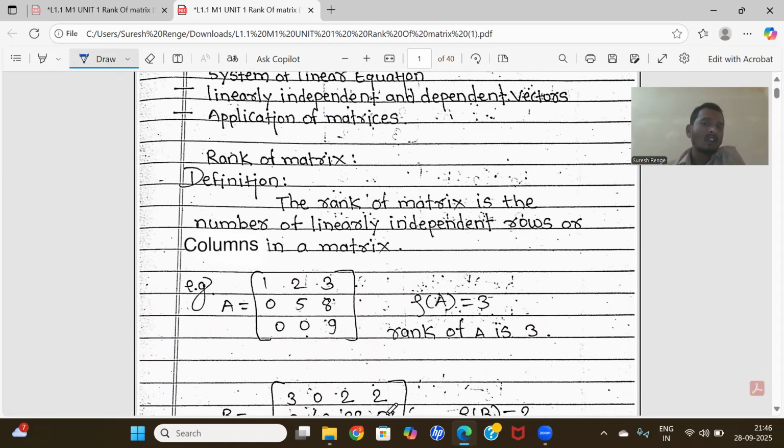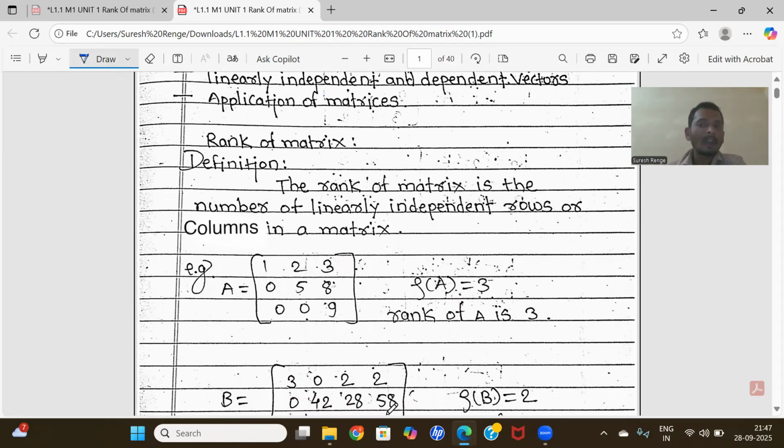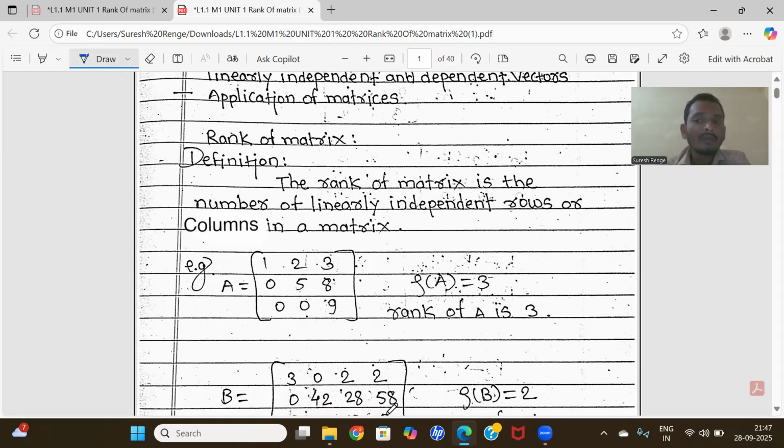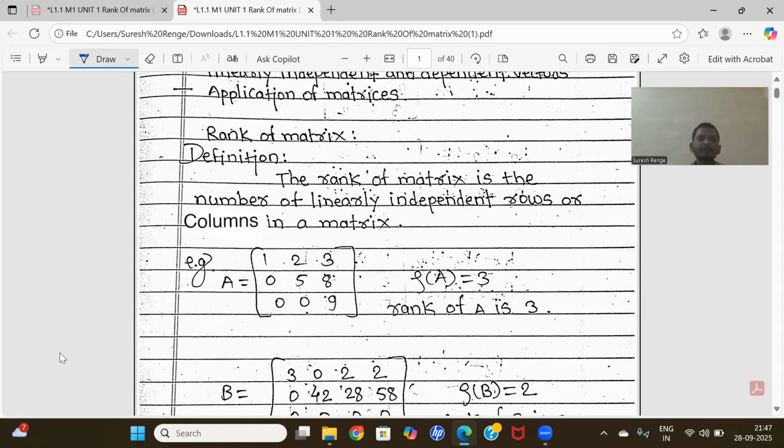If you want to find the rank of a matrix, there is one method. If the matrix is available in echelon form, then count the number of non-zero rows. That number is called the rank of the matrix. Rank of a matrix is equal to the number of non-zero rows if the matrix is in echelon form. This is the definition: the rank of a matrix is the number of linearly independent rows or columns in the matrix.